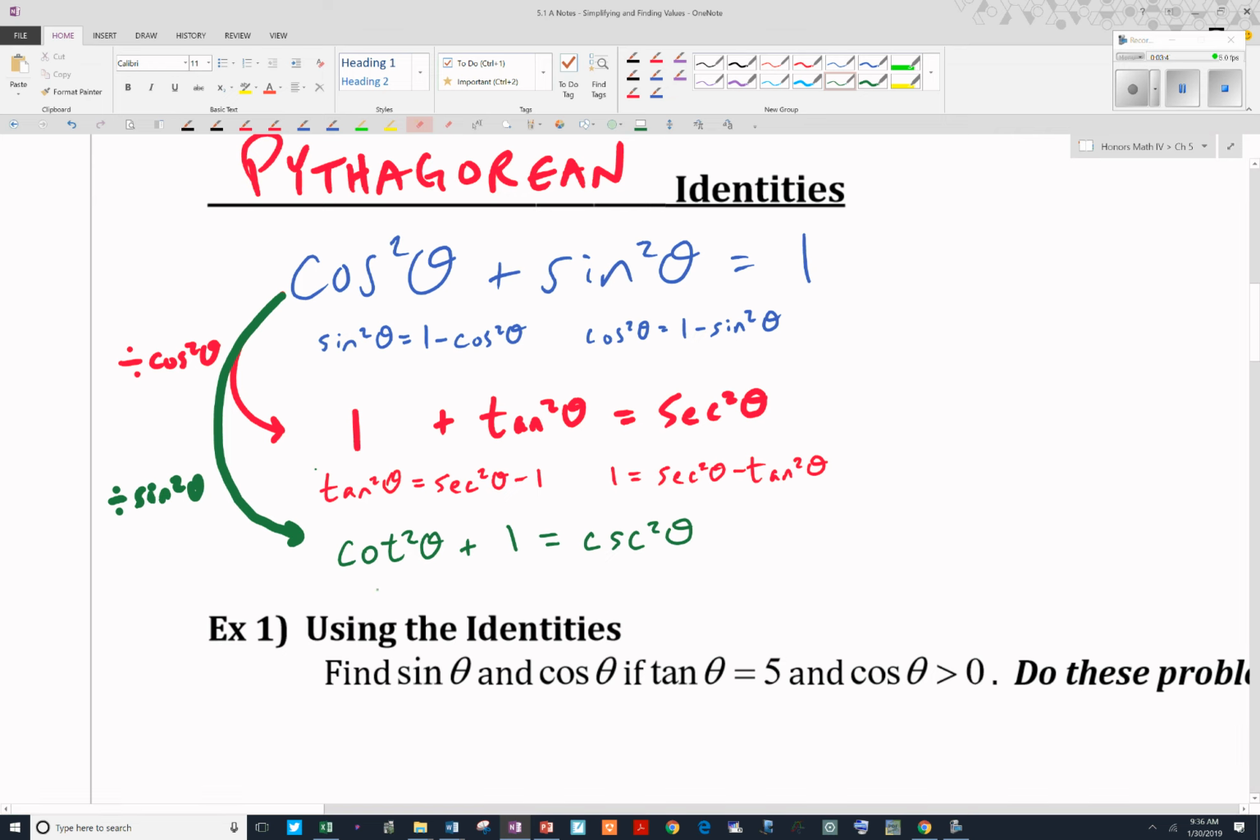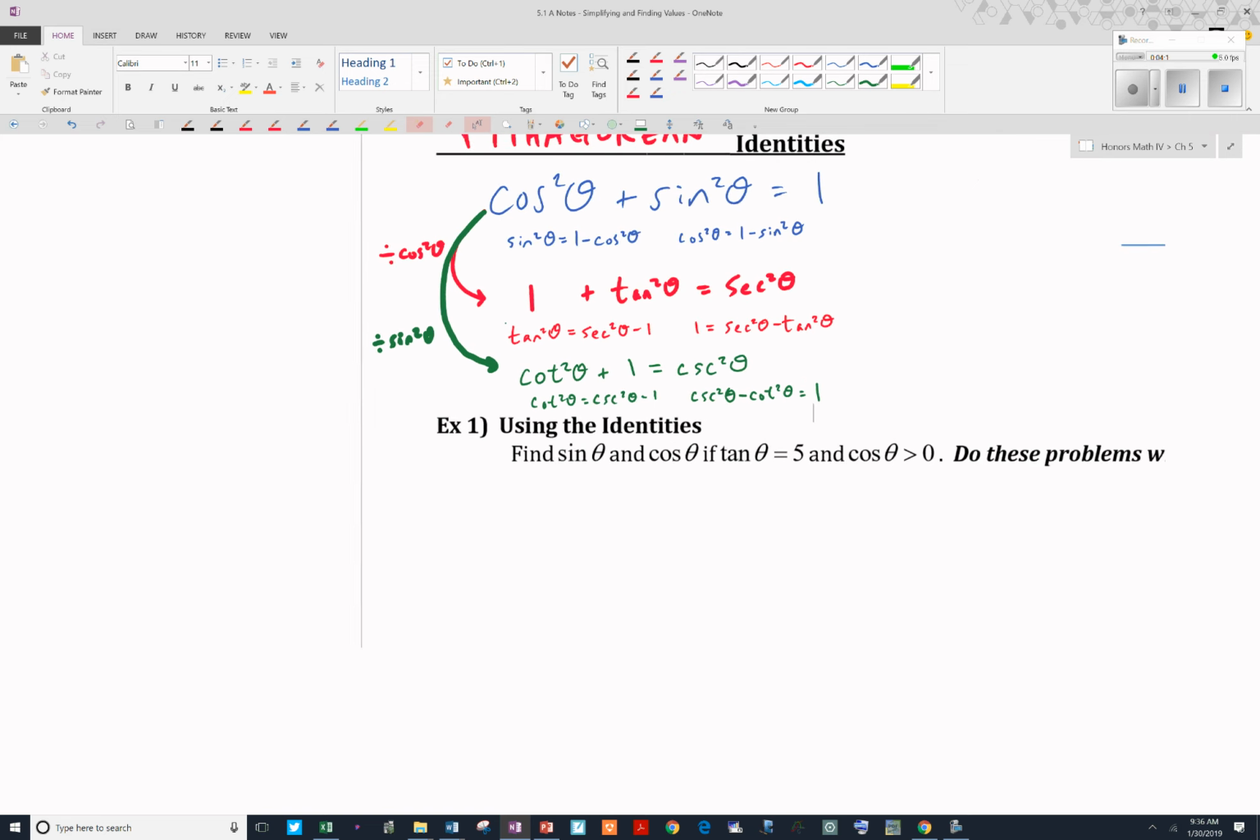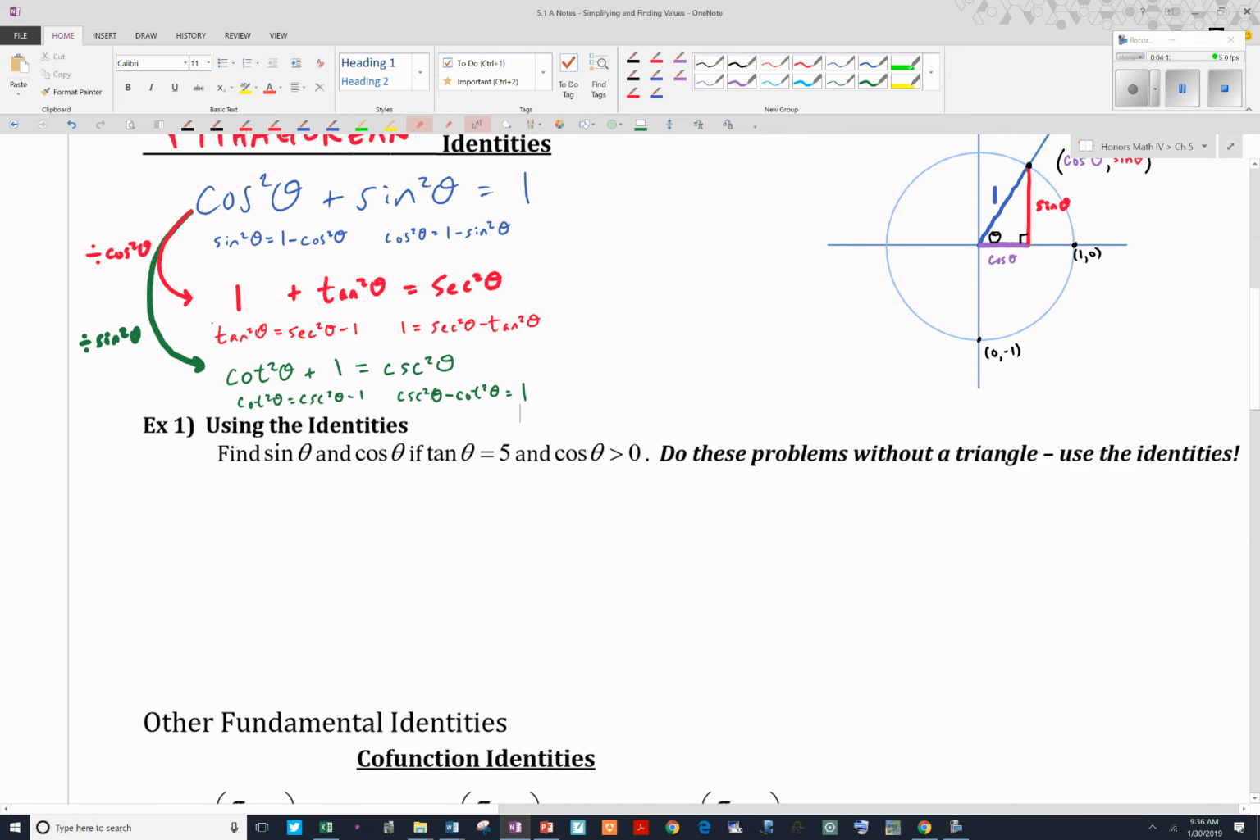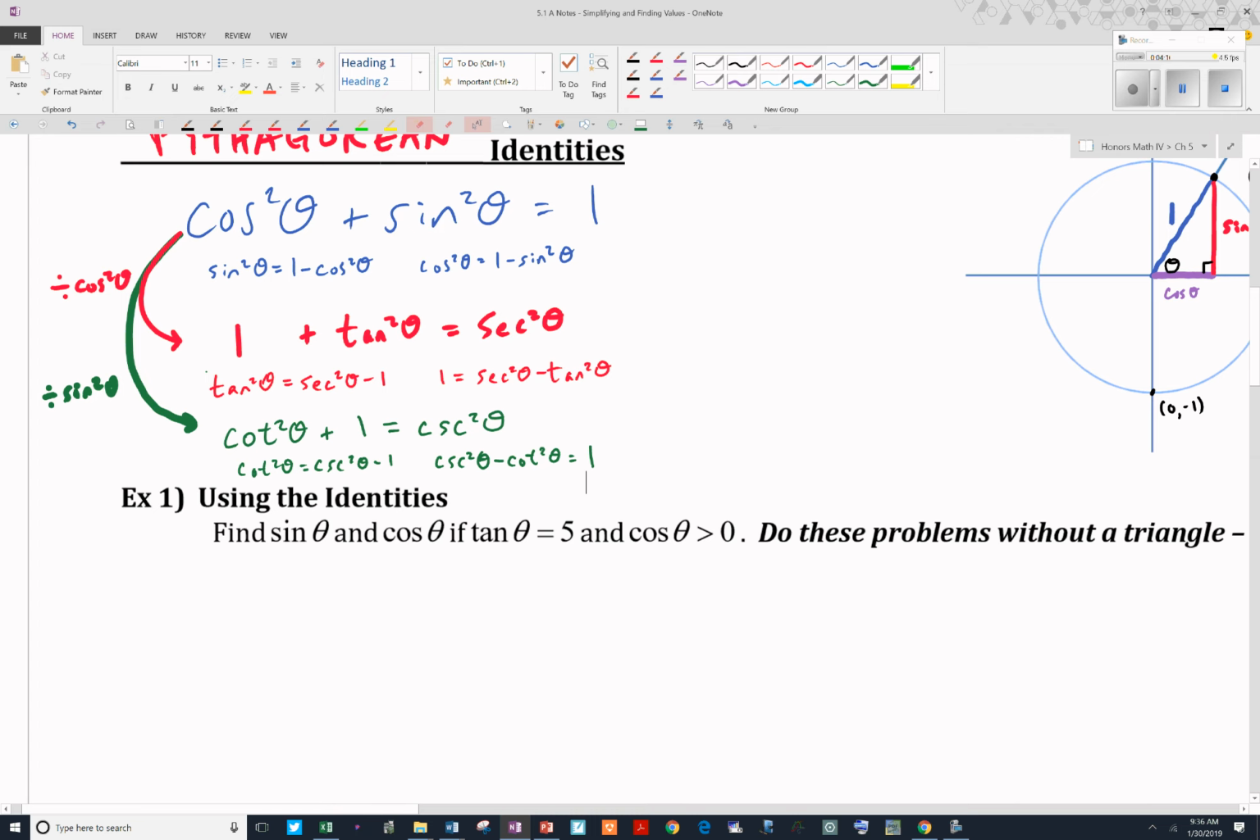So this bottom one here we could rewrite as cotangent squared being equal to cosecant squared minus 1, or possibly the fact that cosecant squared minus cotangent squared would equal 1. All right, so we're going to use these Pythagorean identities quite often. Anytime something is being squared, we have a trig function being squared, there's a good chance, especially right now in this first section, that we're going to be using the Pythagorean identity.